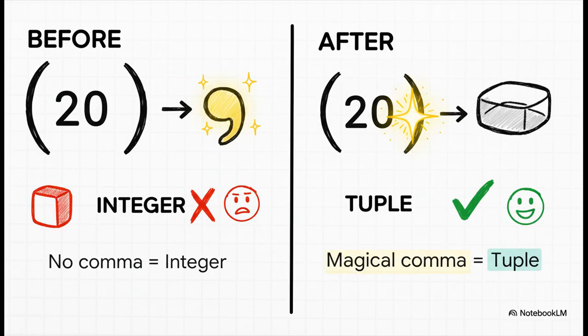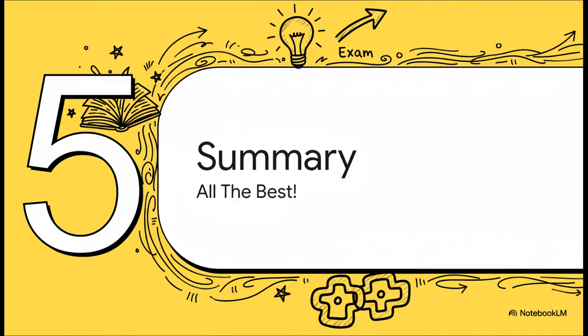And here is the secret. It's the magical comma. This is a very important point, my dear students. If you are making a tuple that has only one item inside it, you absolutely must put a comma after it. That tiny little comma is what tells Python, hey, I'm a tuple, not just a plain old number inside brackets. Please remember this trick. It's a guaranteed mark saver. And just like that, you've solved the mystery of the comma. You all are so smart.